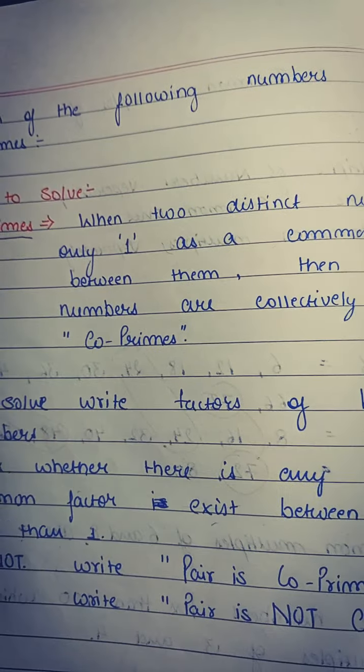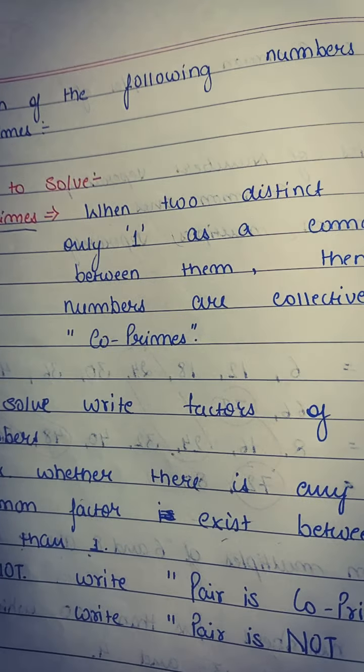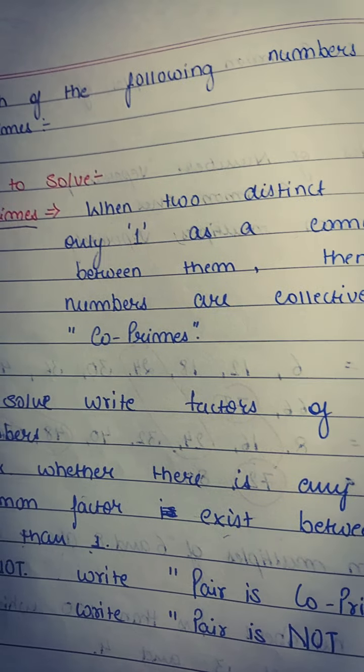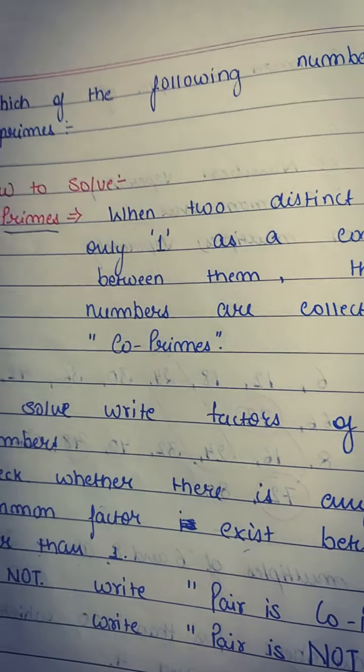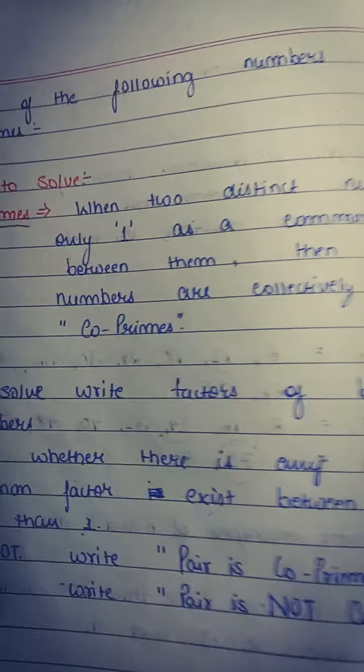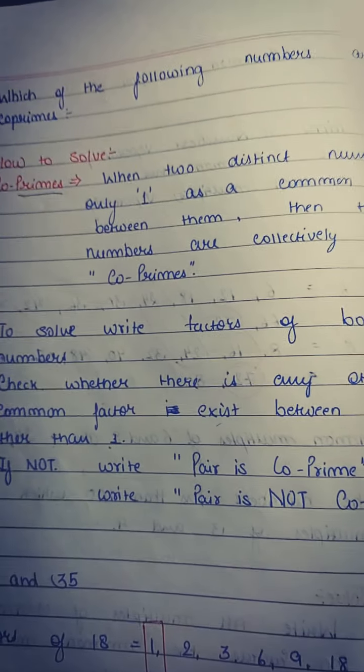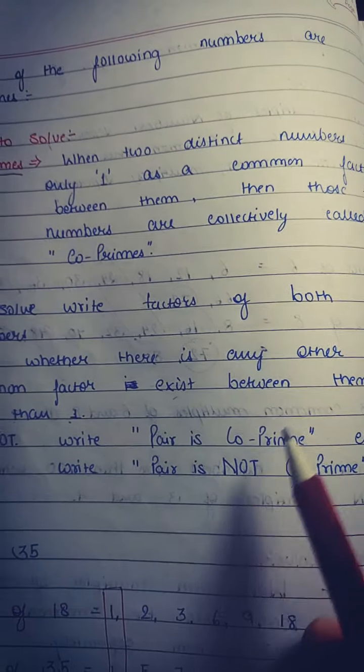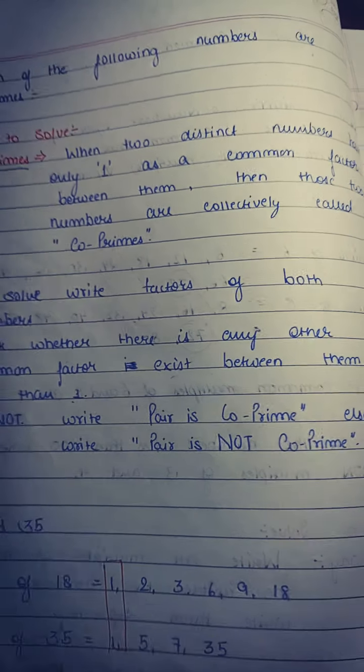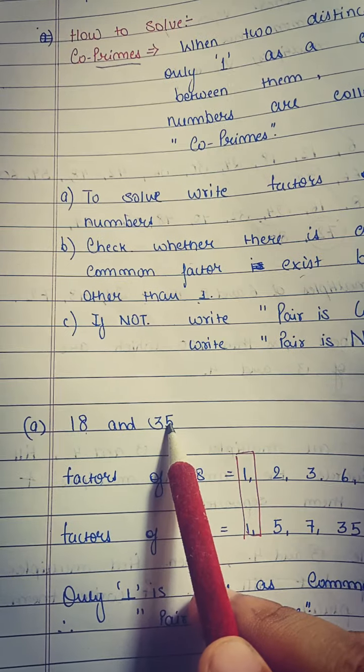If you find there is more than one common factor, that is 1 and some other number, then you have to write the pair is not co-prime. And if there is only one common factor, that is 1, you have to write the pair is co-prime. Okay, so the first example is 18 and 35.